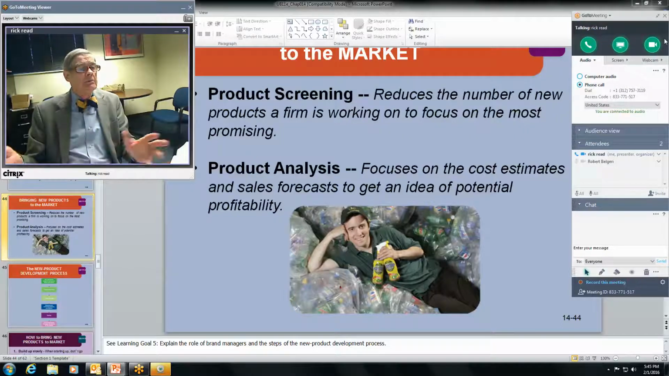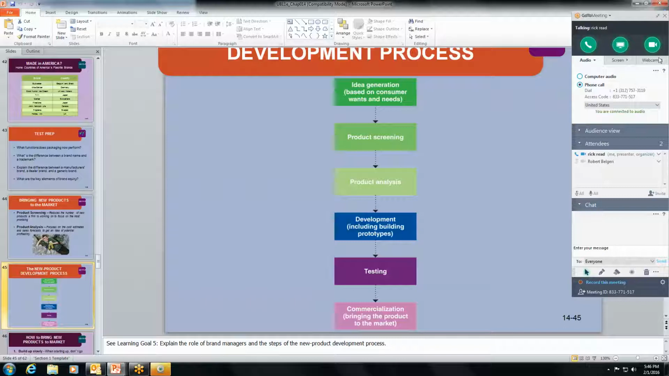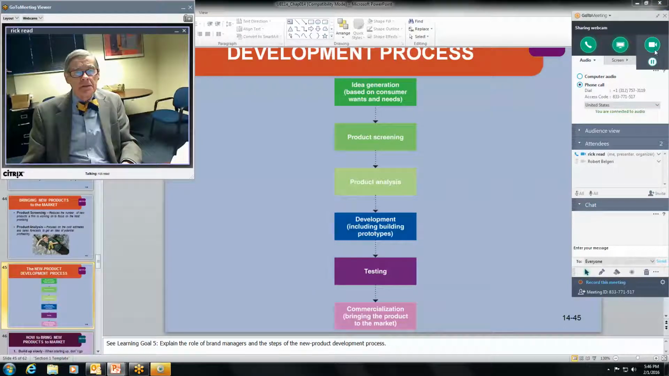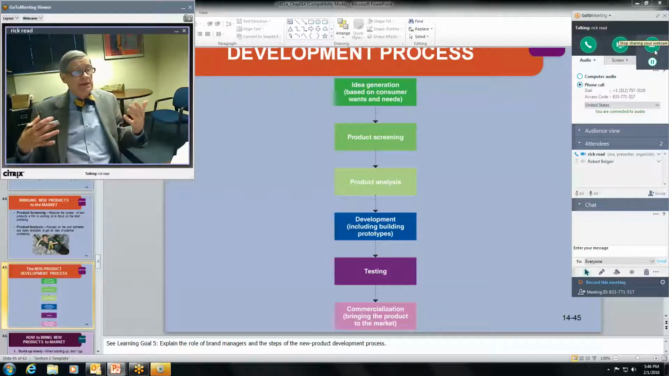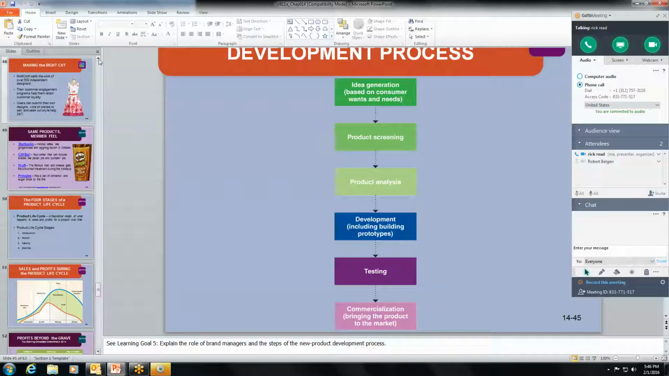Product screening, firms working to focus on the most promising, and then analysis is exactly what it says. This next is the new product development process, and it goes through various steps. We have an idea, then the product is screened usually by a management team to decide if it's something that's viable. Then there's an analysis done of it. It's developed. It's tested. Testing could be test marketing, and then it comes to the market. Of course, that is oversimplified because that doesn't always happen.